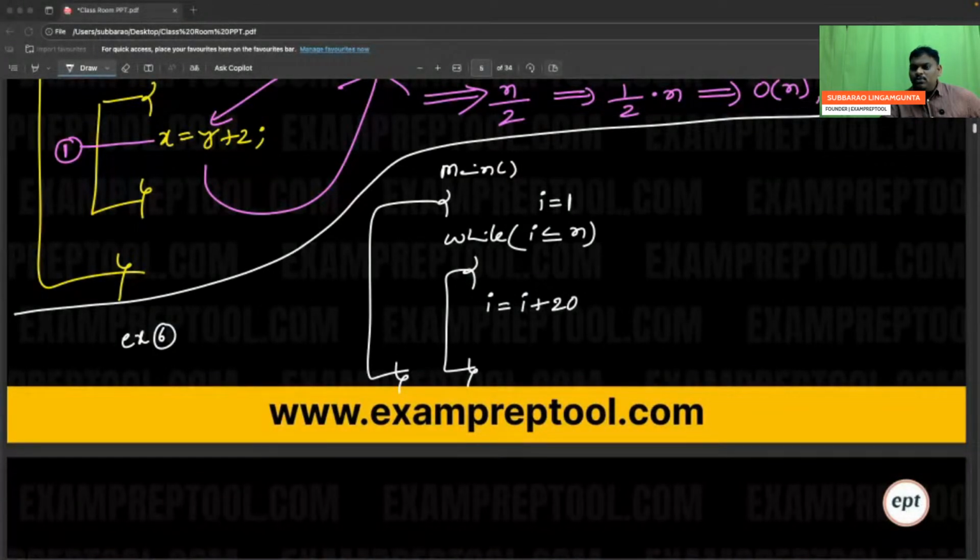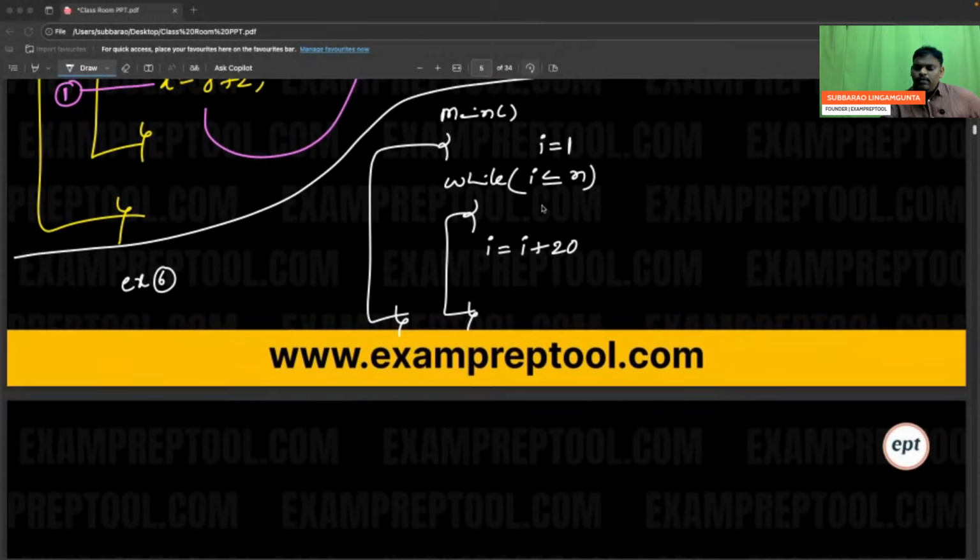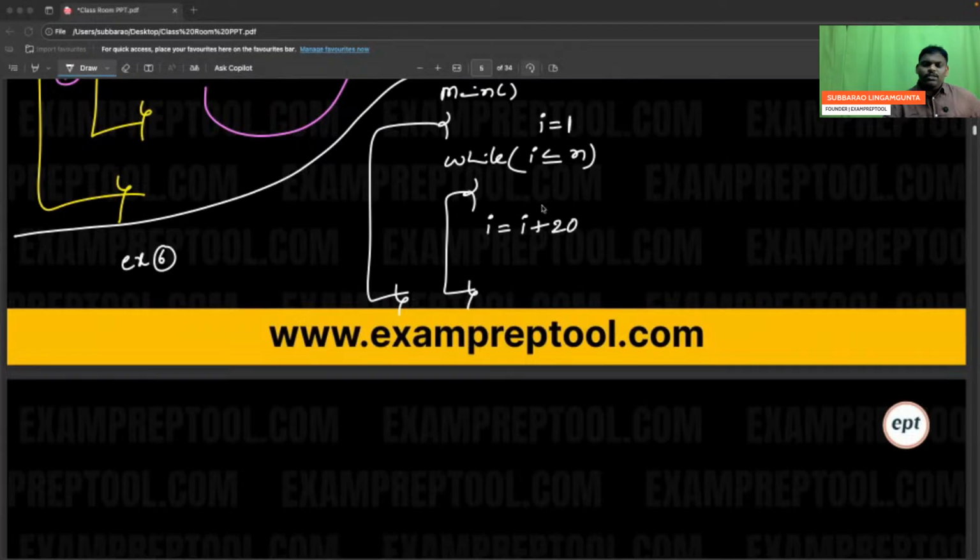Time complexity of this program, how much? Check, everyone. It is the 6th problem. What is the time complexity of this program?